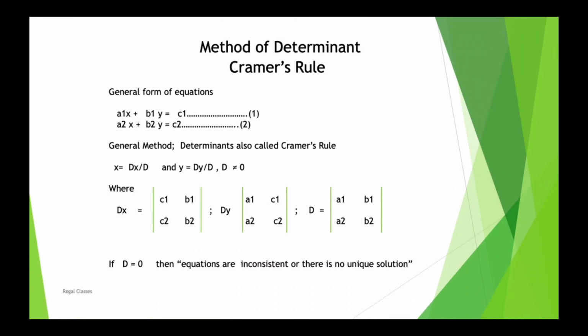Similarly, calculate dy by closing the y column. Now in this case, first you have to write a1, a2, and then the constant c1, c2. And D matrix is the coefficients matrix, which is a1, a2 and b1, b2. So in the calculation, if D comes out to be 0, then equations are either inconsistent or there is no unique solution.